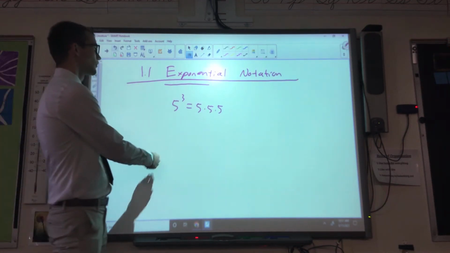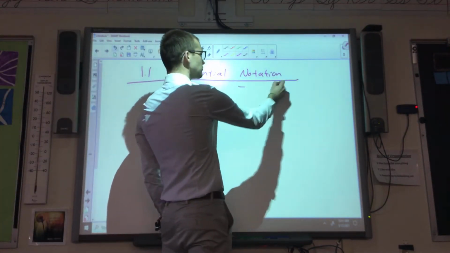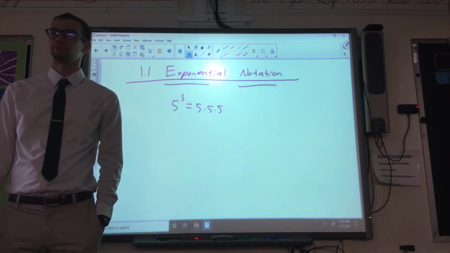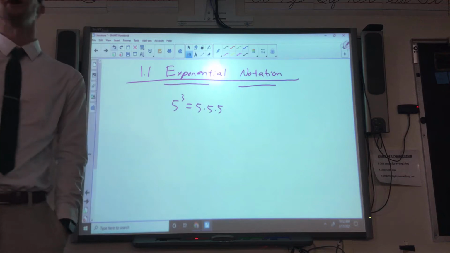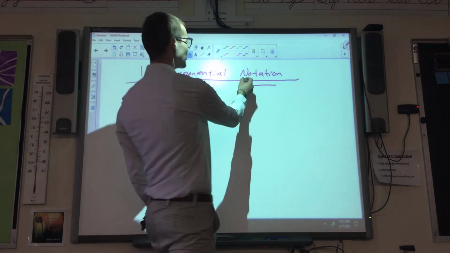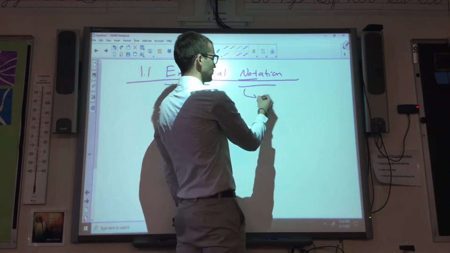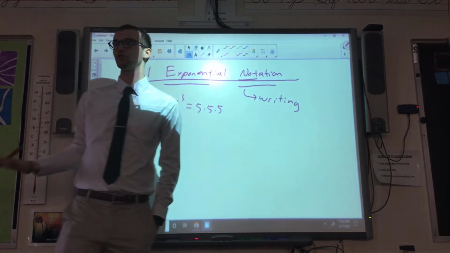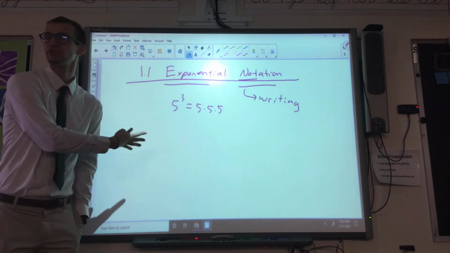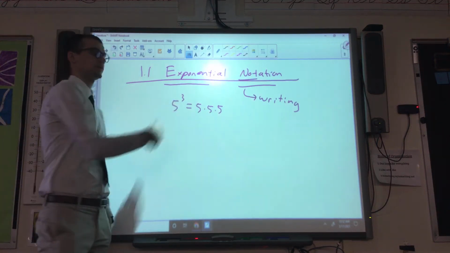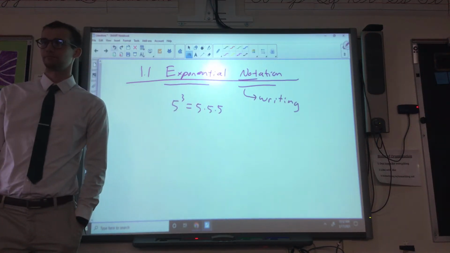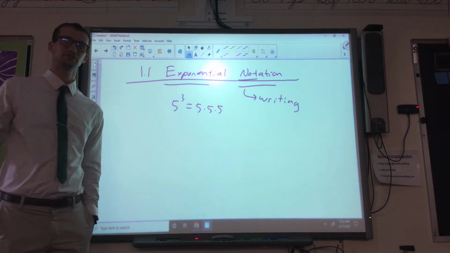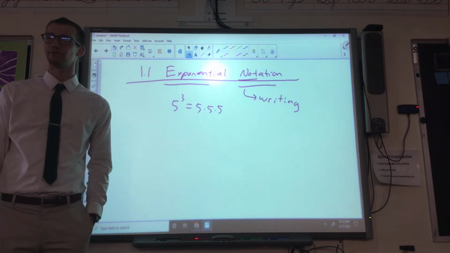Notation is a fancy word for what? Think. Note. It's just writing, or the way that you write exponents. That's all this is: exponents and the way that you write them. It sounds a lot less scary than exponential notation, although exponential notation does sound pretty cool, I have to admit.